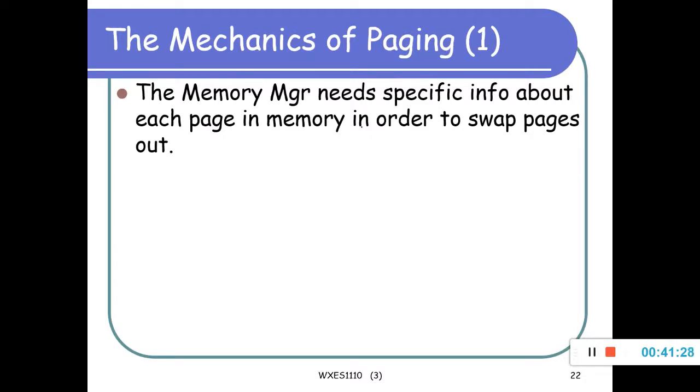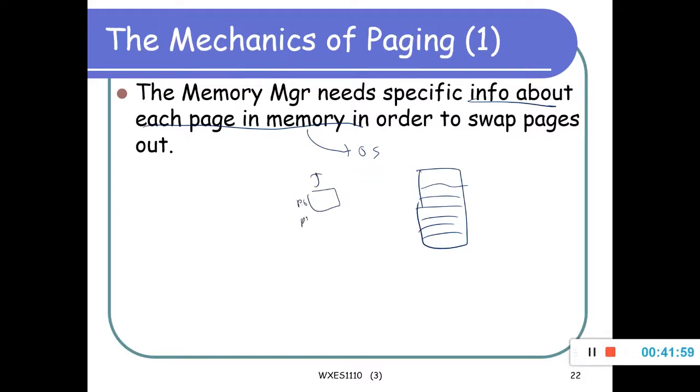So you can say that these are the mechanics of paging. What is the mechanic of paging? The memory manager needs specific info about each page in memory in order to swap a page out. Of course, you have a memory here, then you have a page frame number. So the OS needs info about each page in memory. This is a job with page 0, page 1, page 2, and so on, in order to access the memory.